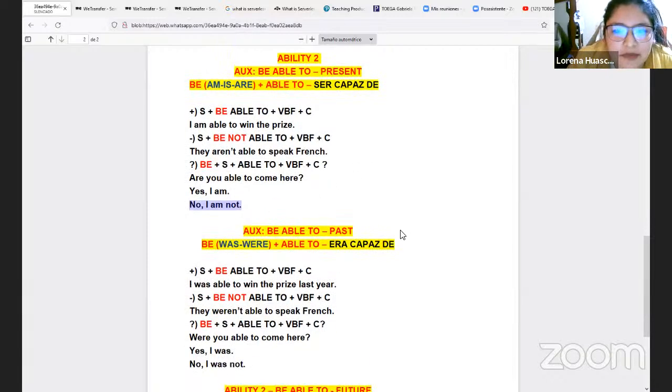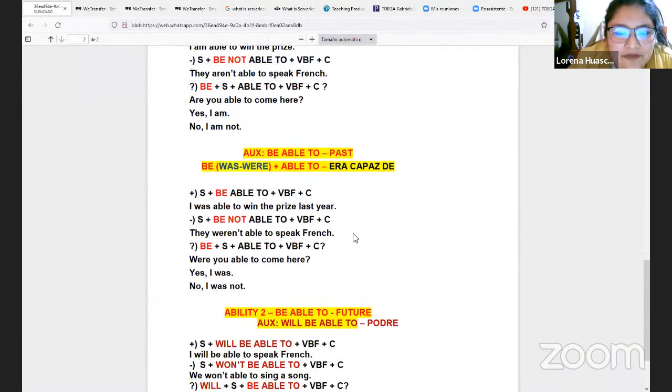And what is the past? What is the past of this be able to? The past is going to be this verb to be in simple past. So not am, is, are. The past of this: was, were. Was for singular, I, he, she, it, and were for plural, we, you, they. We have able to, that is going to be always static, and the meaning, era capaz de.